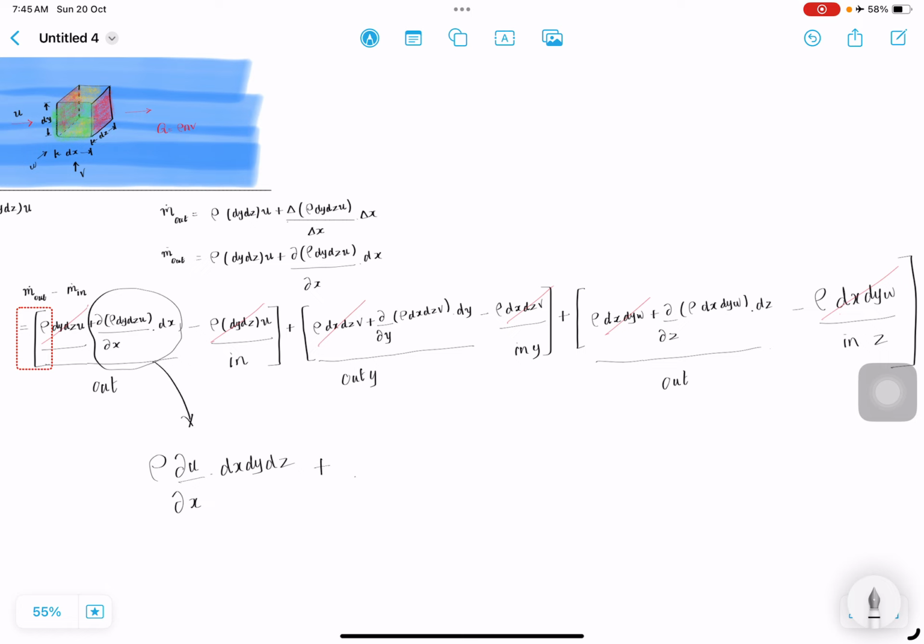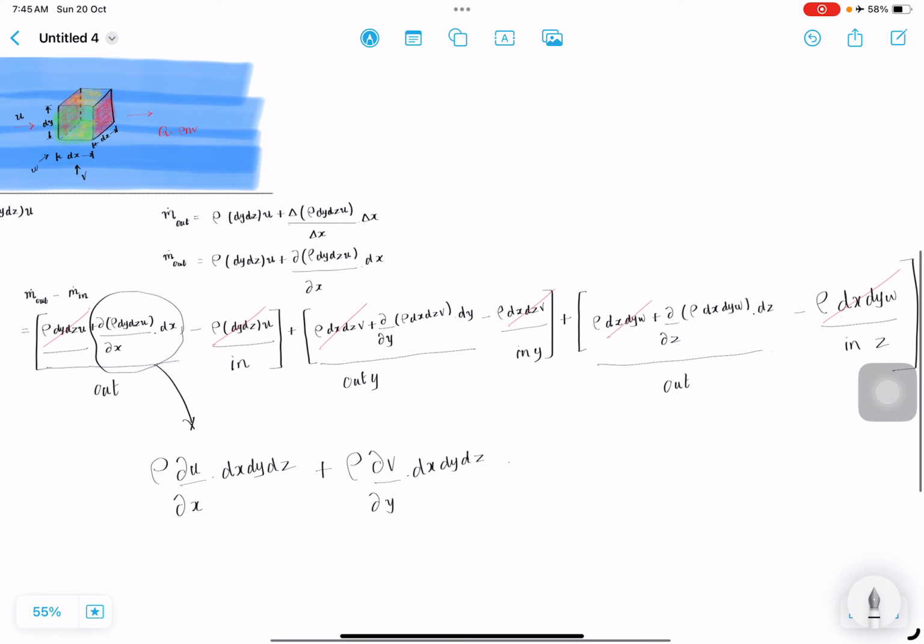Plus, I can pull the density outside. It's going to be rho into dou v by dou y into dx dy dz, taking all the constants outside and keeping only the field variable, which is the velocity, plus rho into dou w by dou z into dx dy dz is equal to the gain. Okay, so this is going to represent the gain.